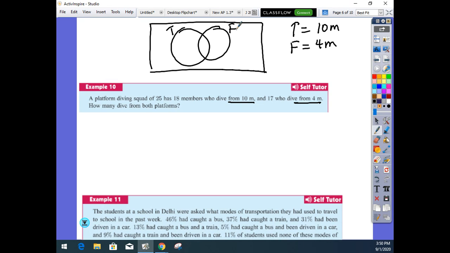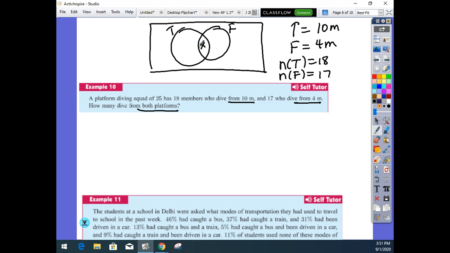All right, the next thing it tells us, the number of T is 18, and the number of F is 17. What we don't know is how many do both? That's the most critical thing. So what we're going to do is set that up as a variable.